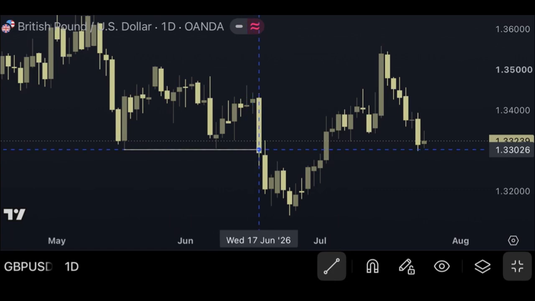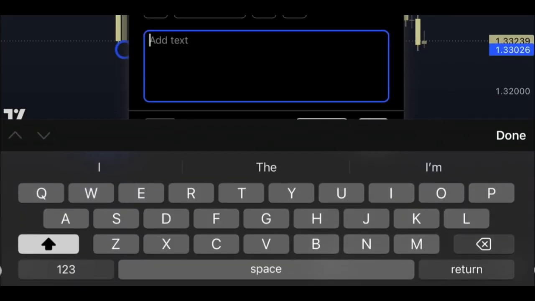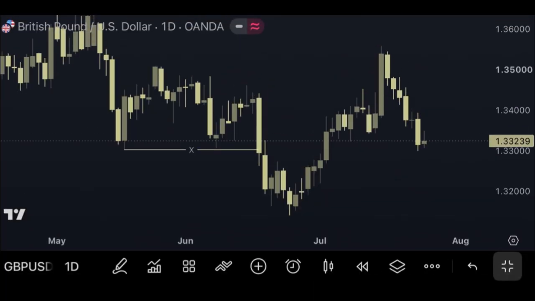When the market invalidated this structure here, I'm using X as my break of structure. You can use anything you want. You can write BOS, you can write anything. I'm using X. Now price invalidated this structure, and when price invalidated this structure, we started seeing a pullback.